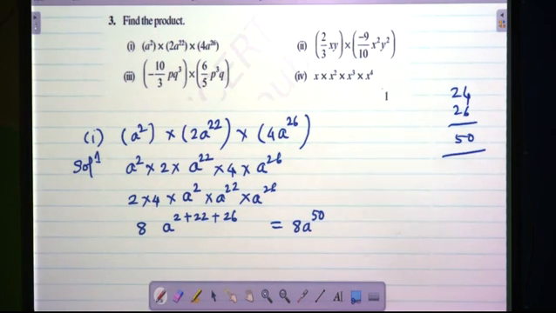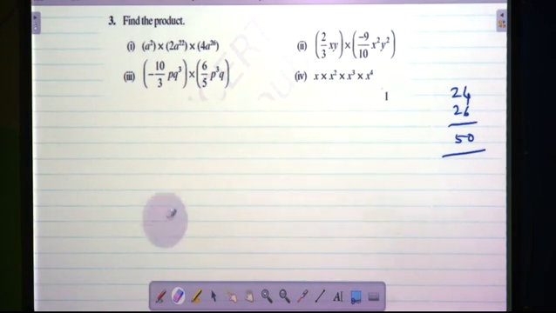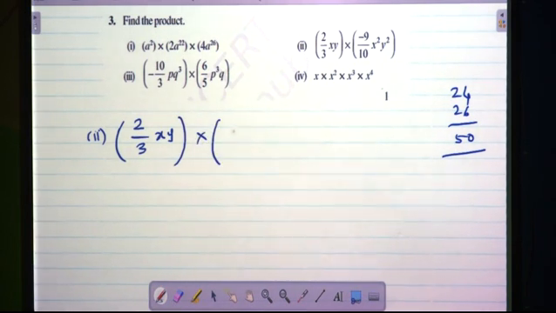Okay. Let us see the second sum. What is the second sum? In the first bracket, it is 2 upon 3 xy, and in the second bracket, in between is a multiplication sign, the second bracket is minus 9 upon 10 x square y square.